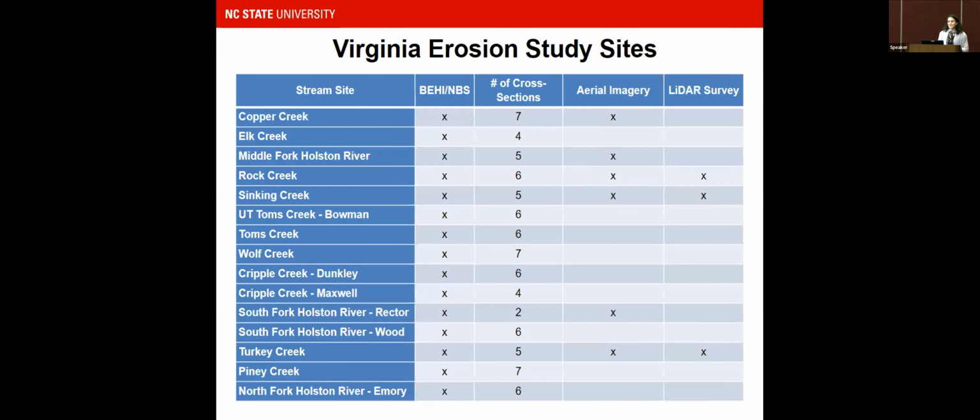So for each of these sites, we've completed the BEHI/NBS assessment. We've also set up a number of permanent cross sections for 6 of our sites that are relatively open, looking at applying aerial imagery analysis to measure bank retreat, and then 3 of our sites that are in really open pastures, so very minimal overhanging vegetation, applying Lidar as well.